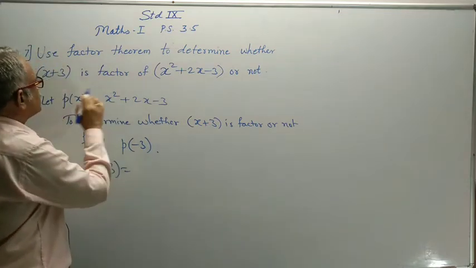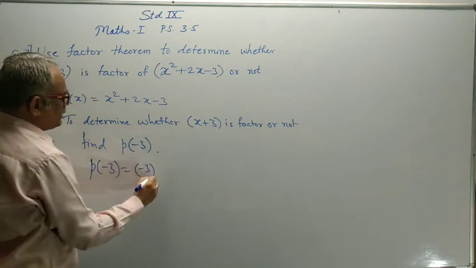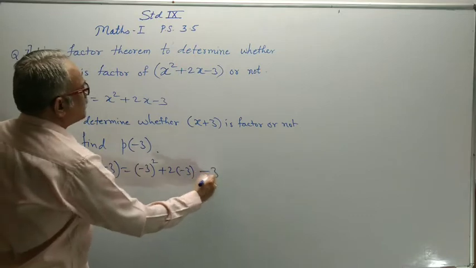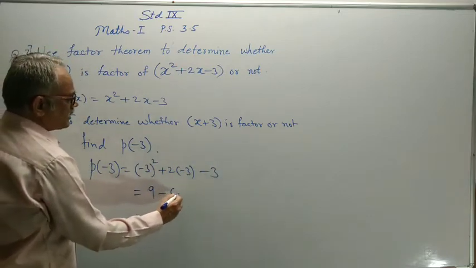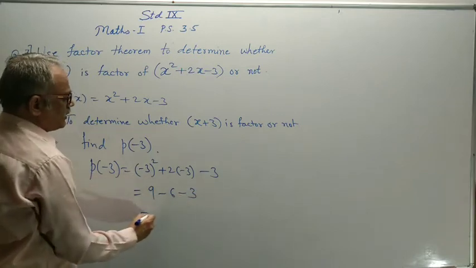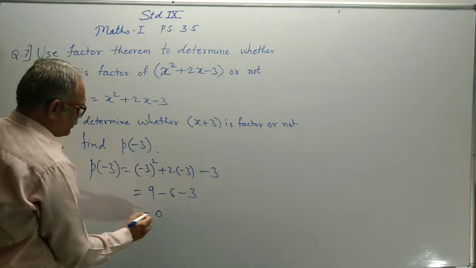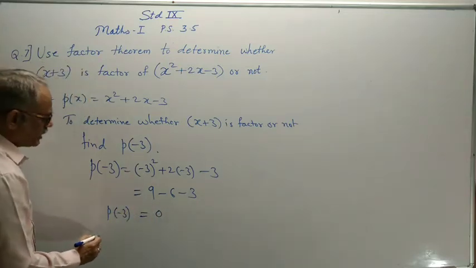So p of minus 3: in place of x write minus 3. Minus 3 square plus 2 into minus 3, and this minus 3 is separate. Minus 3 square is 9, 2 into minus 3 is minus 6, minus 3. 9 minus 6 is 3, minus 3 is 0. P of minus 3 is 0.